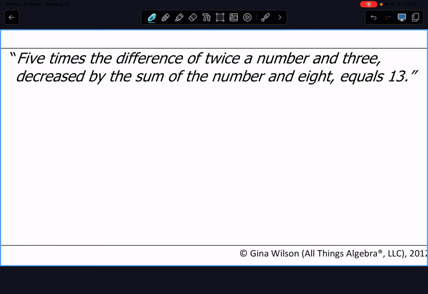So I am multiplying it by the difference of twice a number and 3. Am I multiplying it just by one of those things, or by both of those things? Both. So what do I need to use, the normal multiplication sign or parentheses? So we will do 5 times parentheses. Then how do I write twice a number? 2x. Then I have to find the difference, which means minus 3.